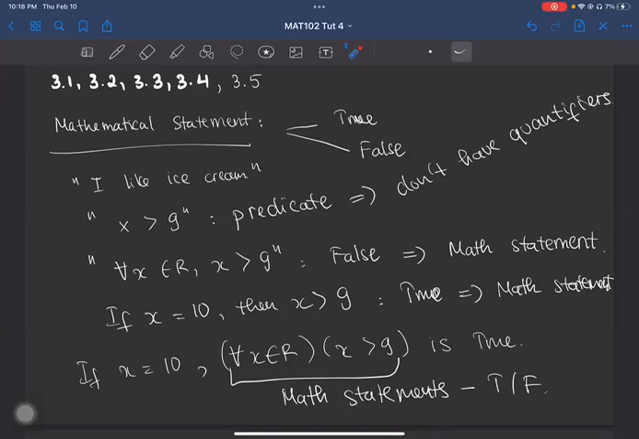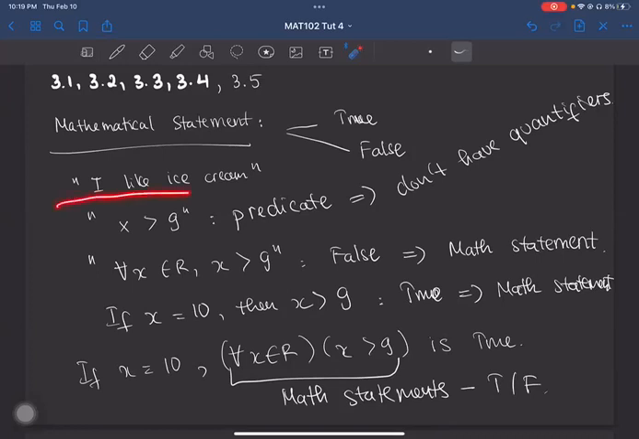So chapter 3 is about informal logic. And the first thing we have to know is the definition of a mathematical statement. When does a sentence become a mathematical statement? You can tell whether it is a math statement or not by checking whether it has a truth value, whether you can categorize the sentence as true or false. If you can, that is a math statement. If you cannot, that is not a math statement.